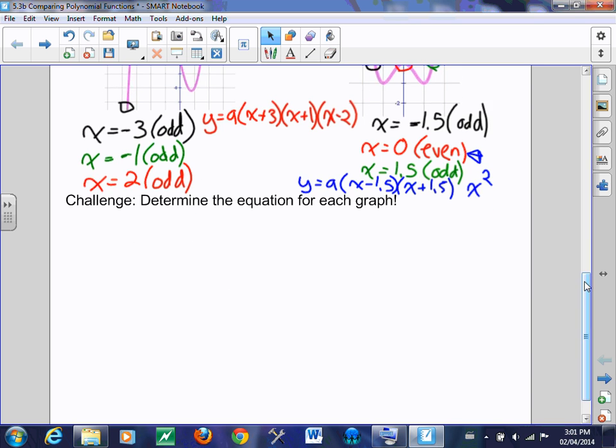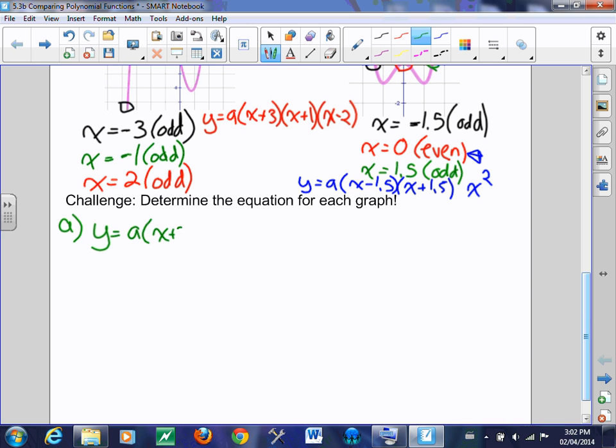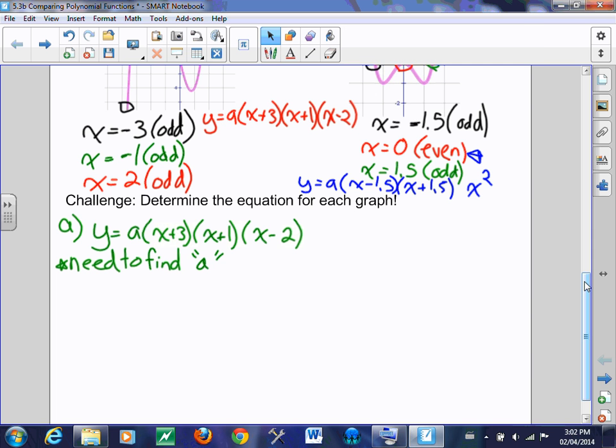So let's just review this. Okay? So for a, if we want to find the equation, what do we know already? I'll write down what we've already written down. A, x plus 3 times x plus 1 times x minus 2. Now we haven't figured out a, so we need to find a. And this is just an extension, guys. I'm not sure how in-depth you're going to get in the workbook, but if you get to college and you need to do this, I just want you to be able to have had the exposure to it, okay?